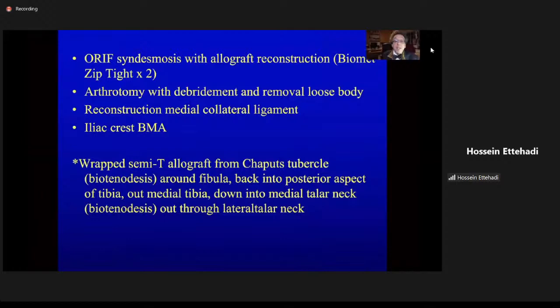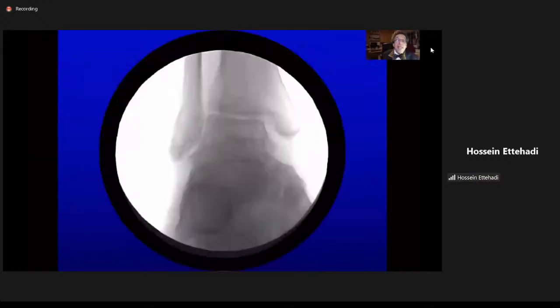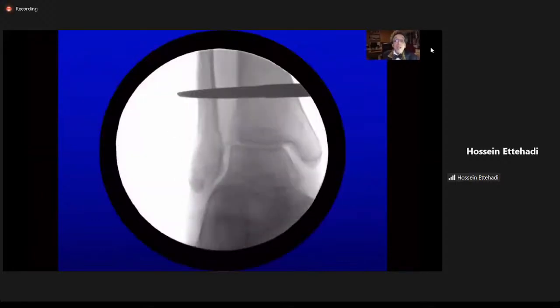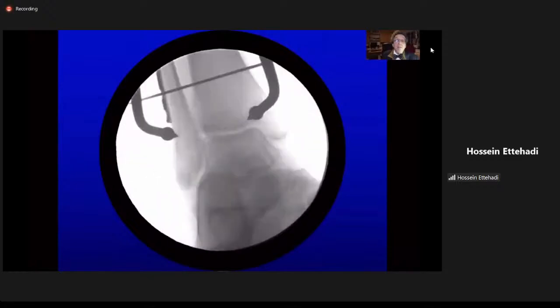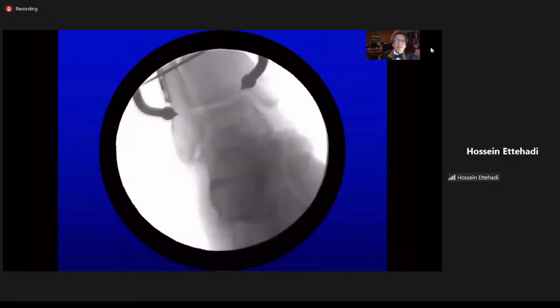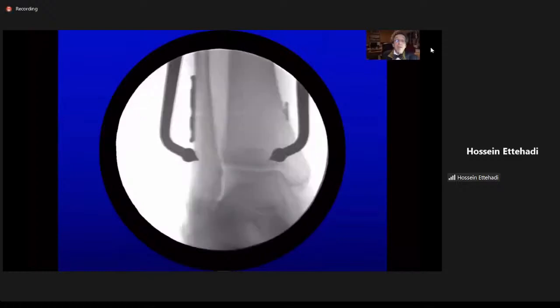Here you could see the wide syndesmosis. And in this case, I'm using a semi-T allograft. And you'll see I'm going to squeeze my bones together and then put in a tightrope proximally.